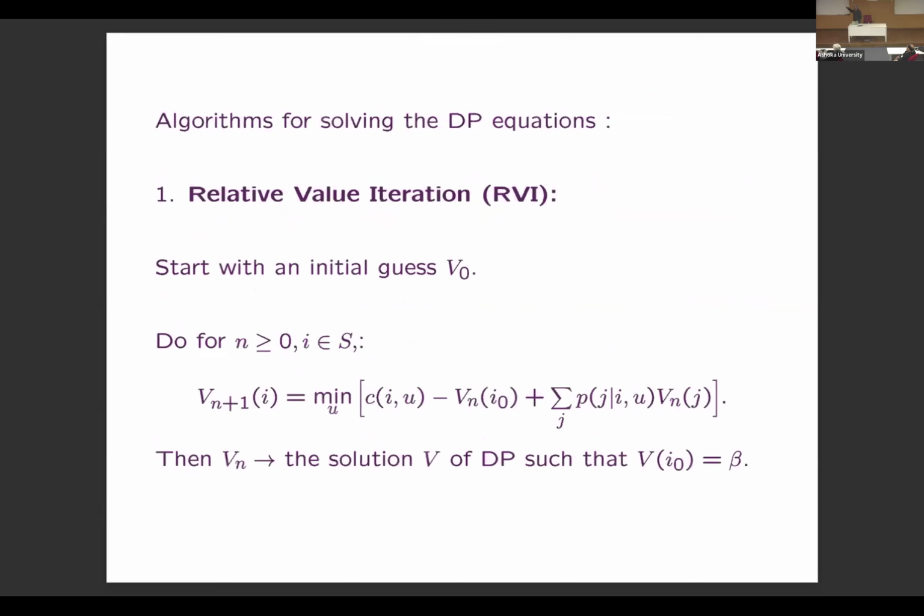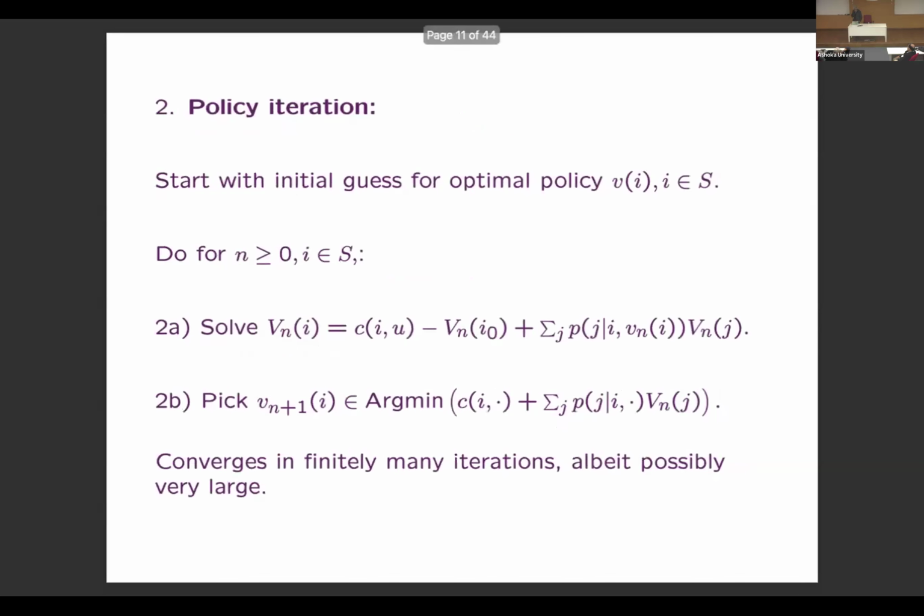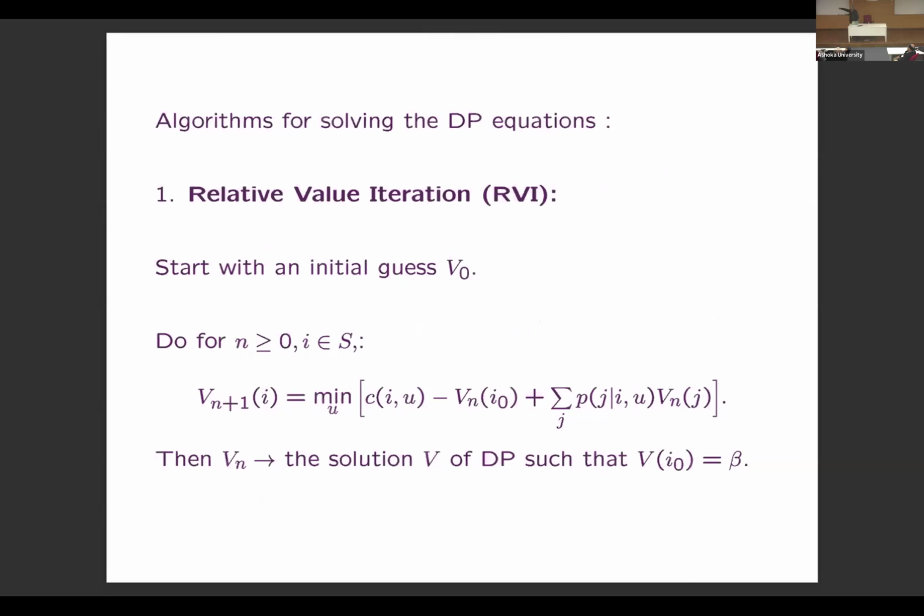I have stated the algorithms for average cost only, which is more complicated, but that's what I'm going to use later. There's something called relative value iteration, which does this. It's called value iteration because you start with a guess for the value function v0 of i, and then just keep iterating this. You can show that it will converge to the solution v of the dynamic programming equation, so that v(i0) is equal to beta. Because v is unique up to a constant, if I specify it at any one value, it becomes unique. So this will converge to v(i0) equal to beta. The v_n(i0) is that offset.